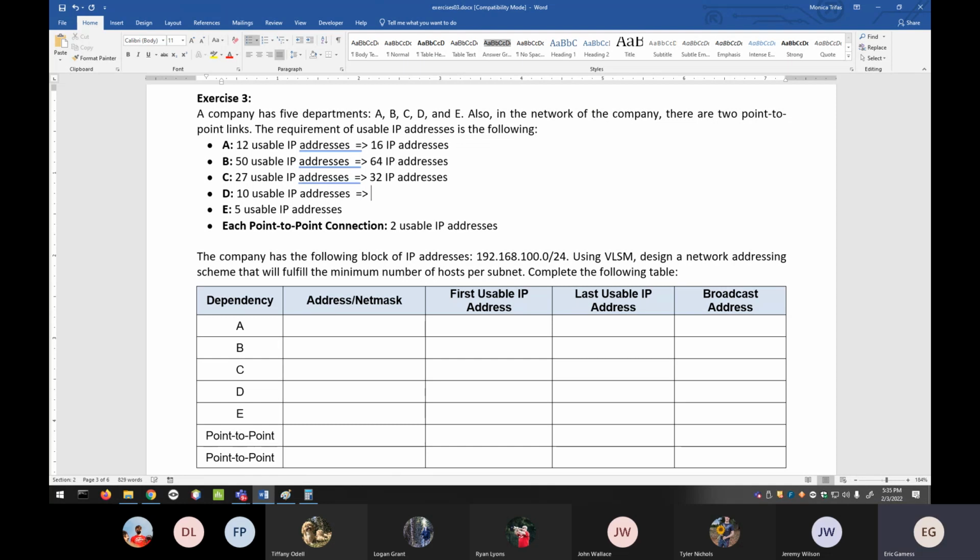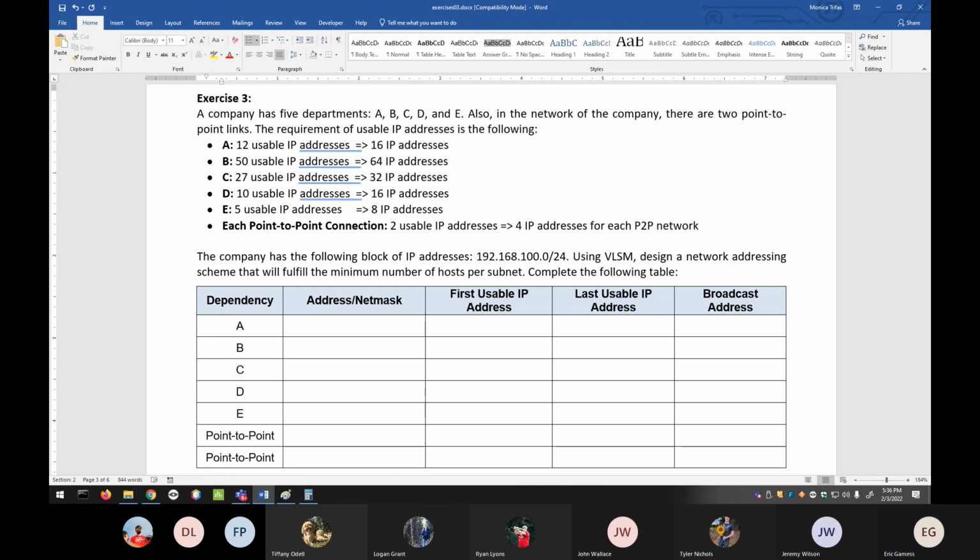How many should I give to D? 16, no? How many IP addresses should I give to E? 8. And we have 2 point-to-point. How many IP addresses for each point-to-point? Correct. 4 IP addresses for each point-to-point network. P2P for point-to-point network.